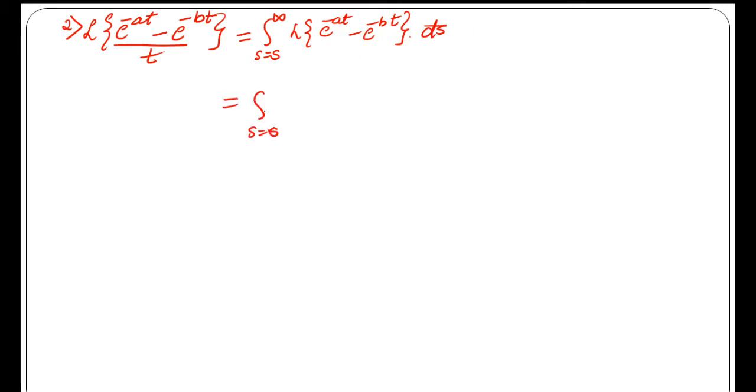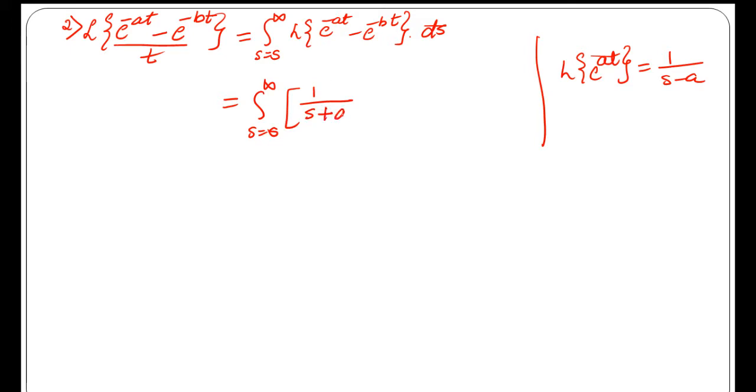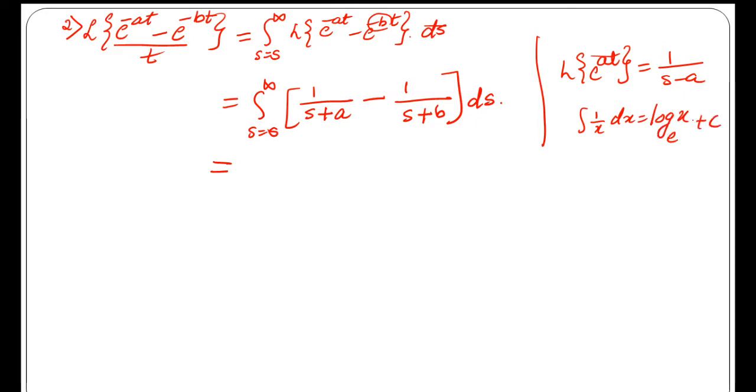That is the integration from s to infinity. We know that the Laplace transform of e power at, the elementary function, is 1 divided by s minus a. So this becomes 1 divided by s plus a, since a is minus a, minus, here also 1 divided by s minus a form, but a is minus b, so s plus b, with respect to s. So integrate 1 by x: the integration of 1 by x dx is equal to ln x, that is, log x to the base e, plus c. But here it is a definite integral, so no need to add the constant.